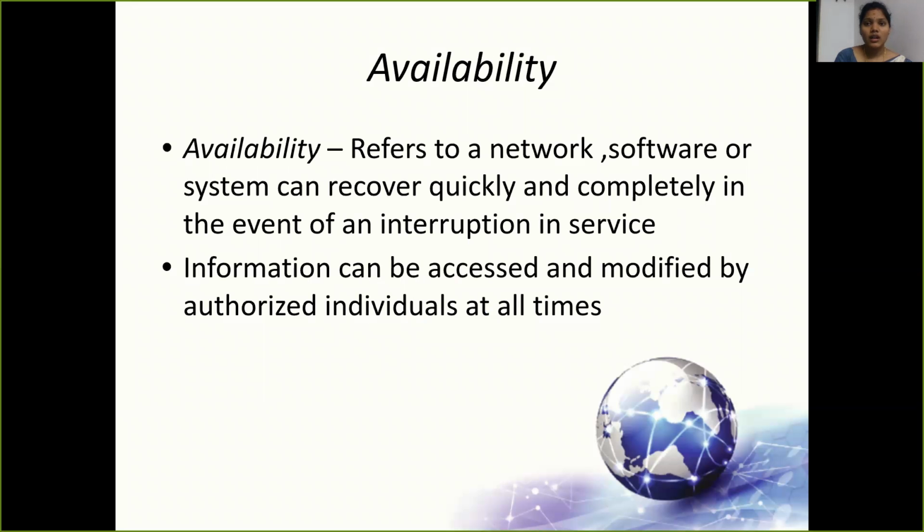First, availability. Availability means at all times the software or the network should be available to the user. Here the user means an authorized user. Whatever the interruption or problem may be, the data or the information should be available to the user. The user should be able to access the data at all times, not only at a specific time. He should be able to modify and access the data at all times. Also, the data or the information should be accessible to the users.